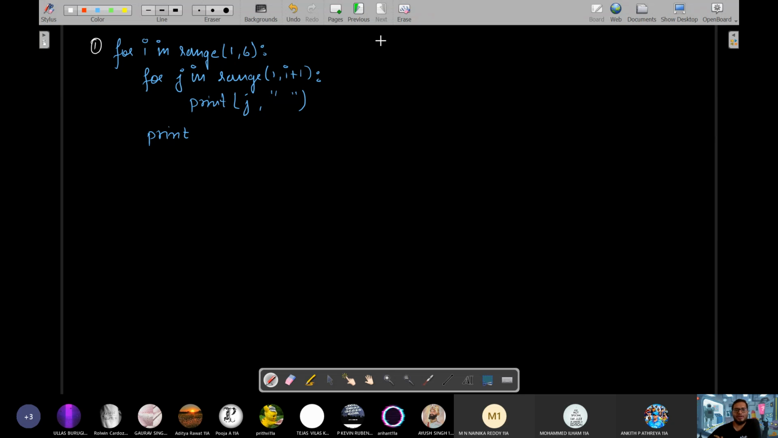For i in range 1 to 6, for j in range 1 to i plus 1, print j, and then print. This will be the answer of the first one. What will be the answer of the second one? Let us see that.